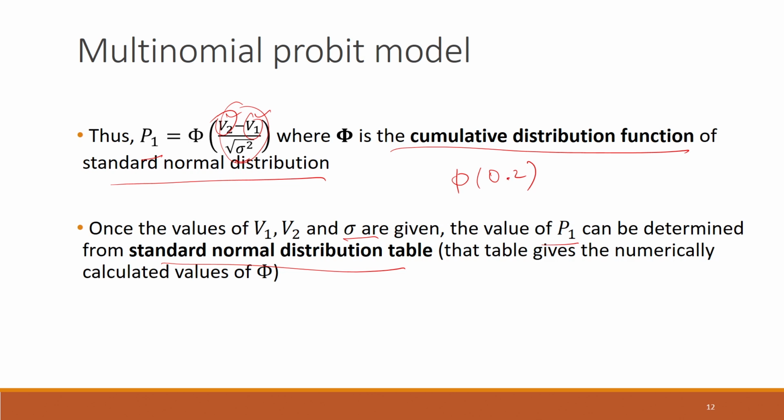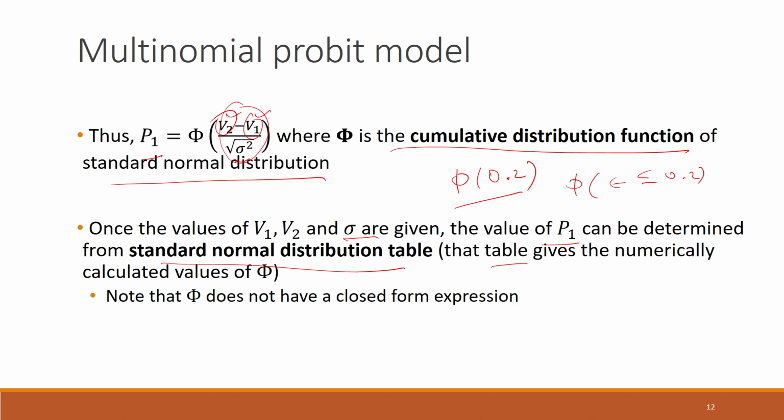So, this is the probability that this error term, E2 minus E1, takes a value less than or equal to 0.2. For that we can refer to any standard table for determining the value for normal distribution functions, okay. And why are we doing that? Because this phi, or the cumulative distribution function of the standard normal distribution, is not a closed form expression, as I mentioned.